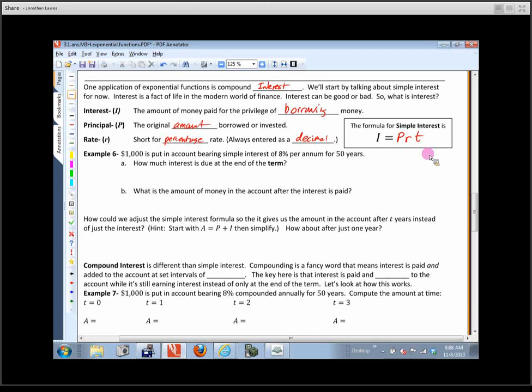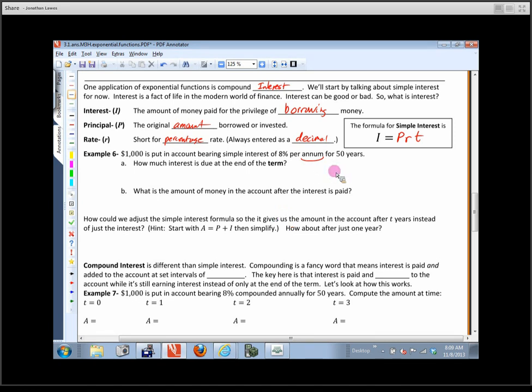Now, with simple interest, the only thing that happens is you borrow that money, it accrues interest, and you pay that interest, or they pay you interest, at the very end of the term. And the end of the term is whatever the set agreed amount of time is. So if you're going to lend it to somebody for 2 years, the term would be 2 years. So I've got a situation right here. It says $1,000 put in an account bearing simple interest of 8% per annum. Anybody know what per annum means? Per year. 8% per year for 50 years.